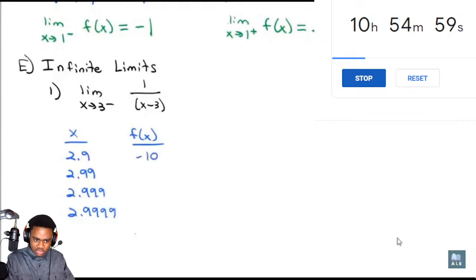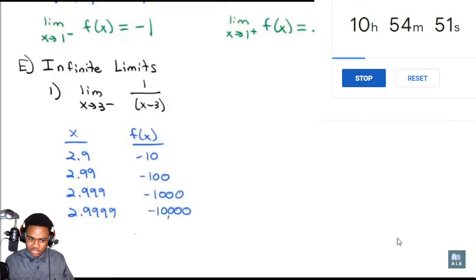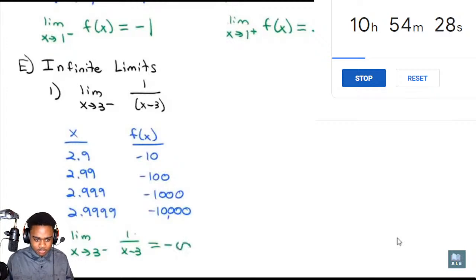And there's a clear pattern here. We go from negative 10 to negative 100, negative 1,000, negative 10,000. It's very even. So when we're trying to calculate the limit as x goes to 3 from the left of 1 over x minus 3, we see it's not necessarily approaching any one number, but it's definitely going somewhere specifically. It's getting more and more negative. So what I'm going to say is this is actually going to negative infinity, because as I get closer and closer to 3, I'm going to get a more and more negative number.